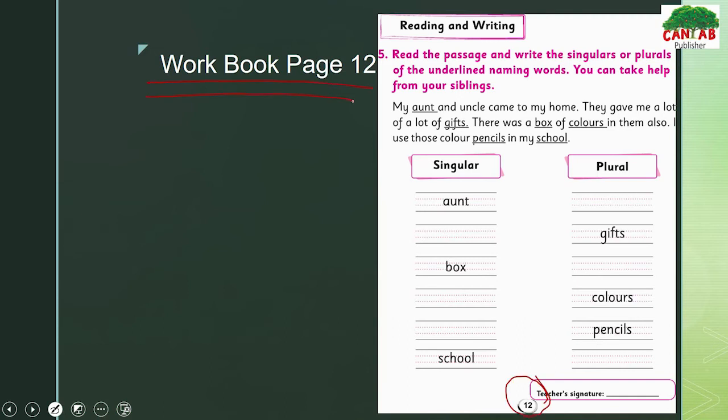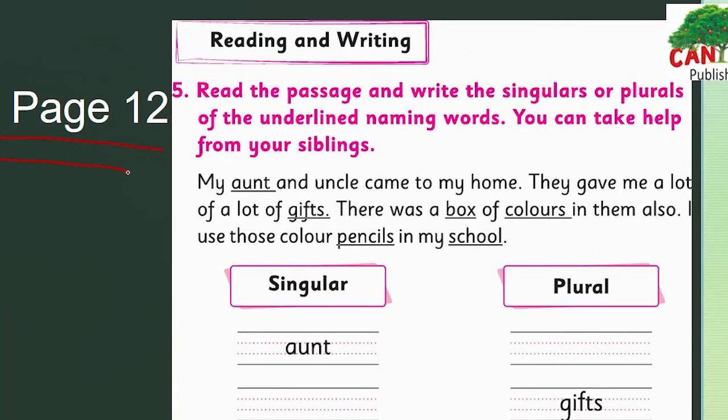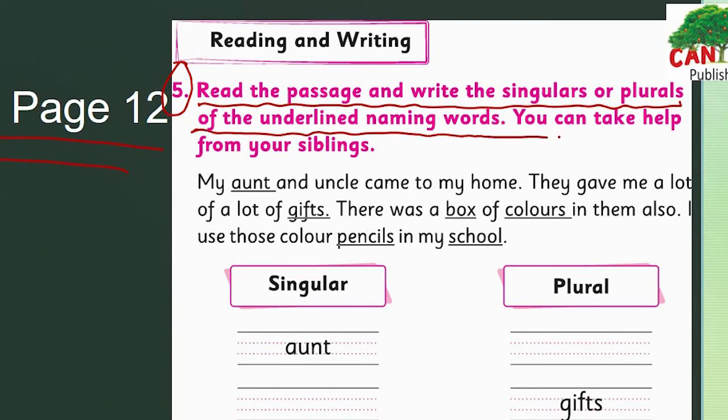to fill out what we see is required. Question number 5. Read the passage and write the singulars or plurals of the underlined naming words. You can take help from your siblings. So I'm going to read the passage now. I hope you're following the lines.